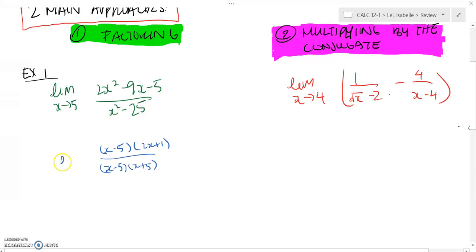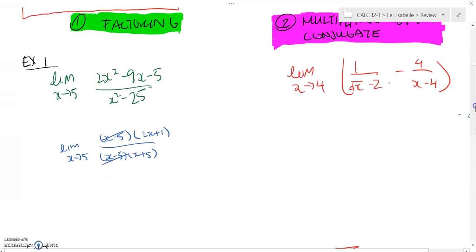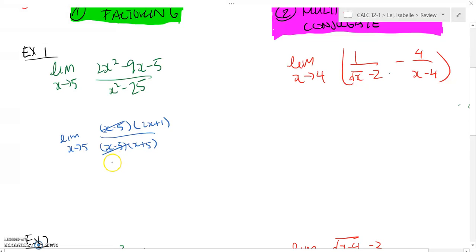So we can see that as we take the limit of x approaching 5, we can cross out these two, leaving us with 2x plus 1 and x plus 5. Now, using the quotient rule that we learned previously, we can try and take the limit of this, because if we plug in 5 to here, then it'll give us 10, and so we will be able to take the limit. So we can use the constant multiple law, sum law, and quotient law while doing this.